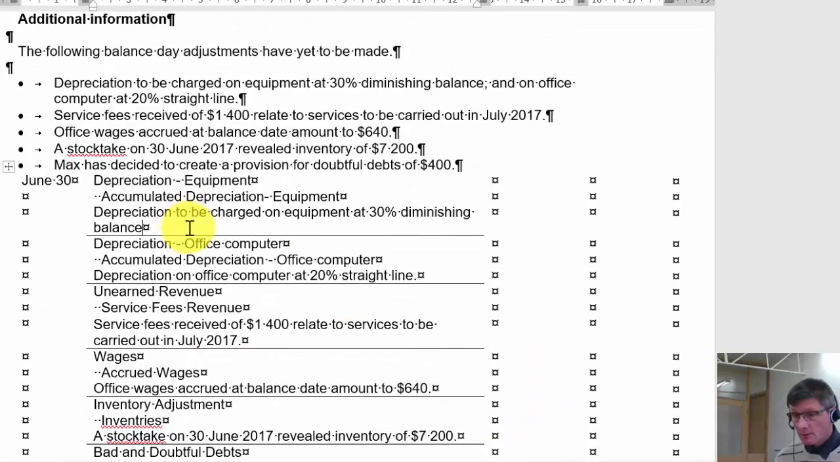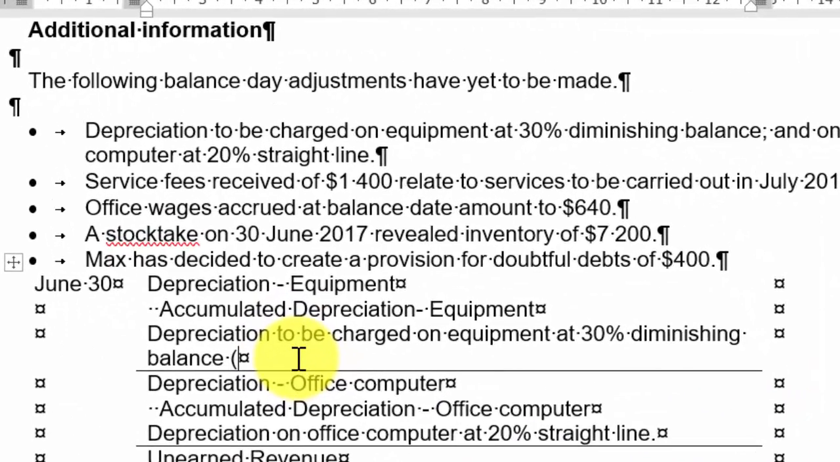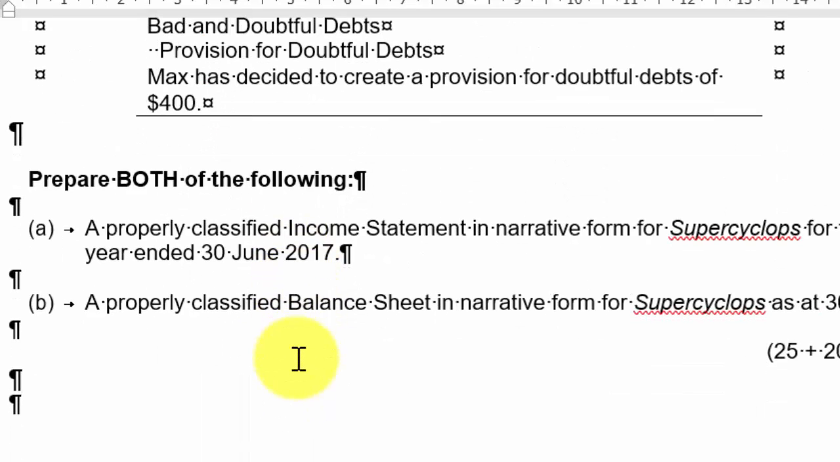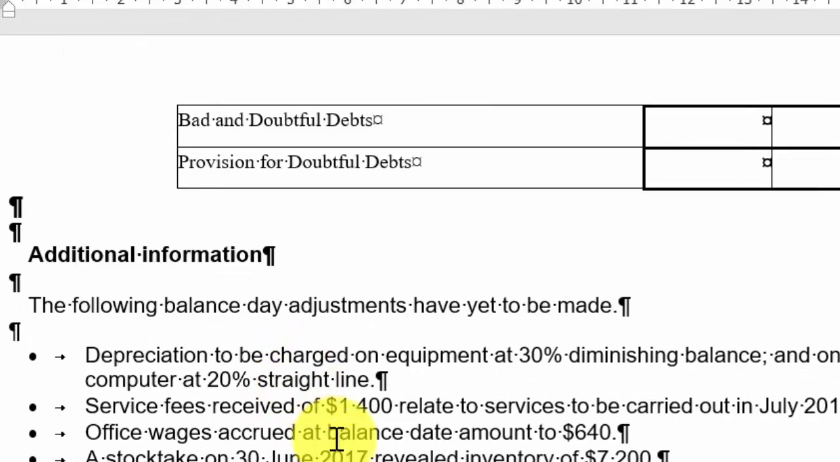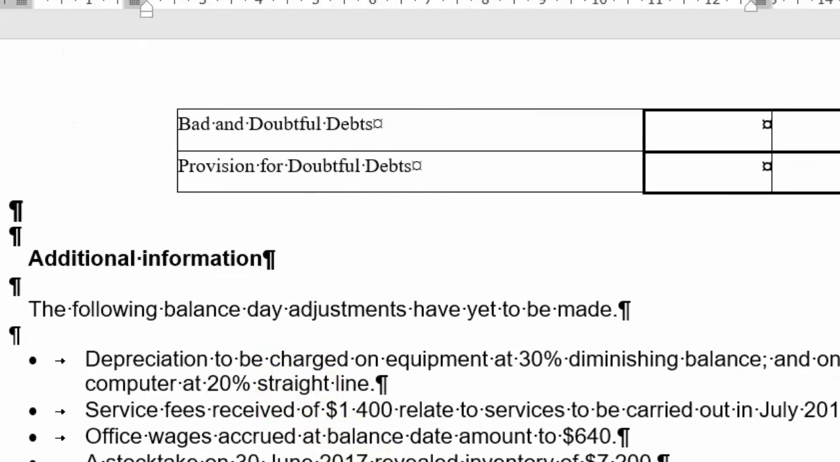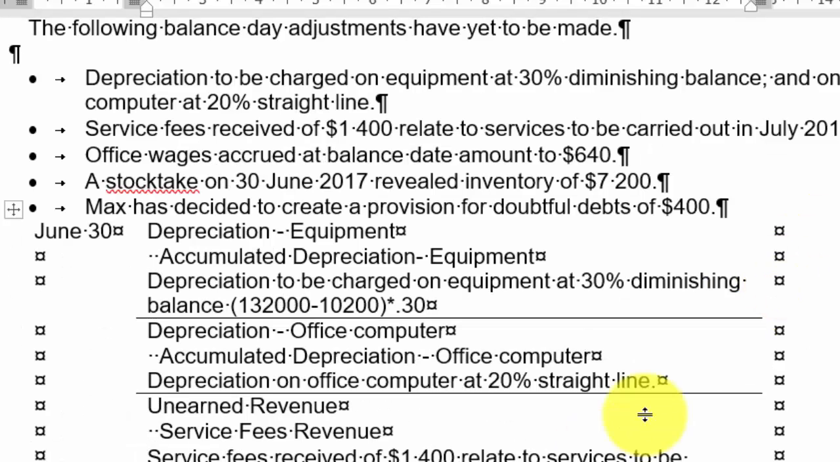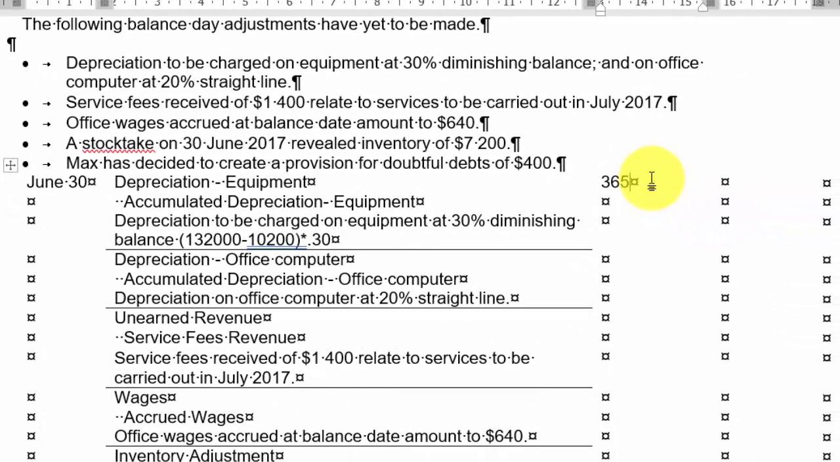So I'm just going to put that in here. It's 132,000 minus 10,200 and multiply that by 0.3, 30%, I beg your pardon. There you are, that's 0.3. When I put that in a calculator, I get 36,540. That's the total amount of depreciation for the year.